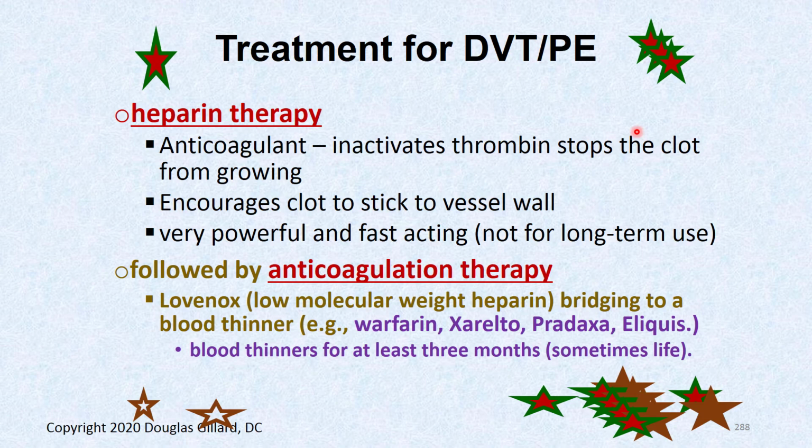But the problem is, where did it come from? So they immediately do an ultrasound, and a lot of times it's been casted, and there's a big chunk of a thrombus waiting to break off again, and that's the emergency. So they're all started on heparin right away. That's the first step. And that's an anticoagulant.